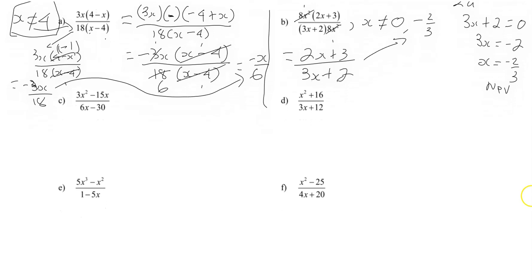Next up, 3x squared minus 15x over 6x minus 30. So the first step is factor. So 3x, x minus 5. Okay, I'm not going to go through all the detailed factoring stuff now. It's just you need to be able to factor. That is not a 50. That I will change.